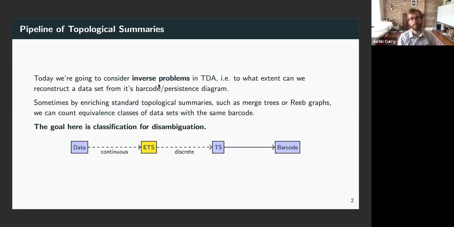And the goal here is that we want to classify so that we can disambiguate. The pipeline starts with data on the left, which fibers continuously over a persistence diagram, meaning that you could take whole rigid motions of data, for example, and produce the same barcode. But sometimes standing upstream from this barcode, there are other topological summaries which refine. And by enriching these topological summaries, we get even more information about our data set. And the goal is to do this in a discrete way that's still computable.